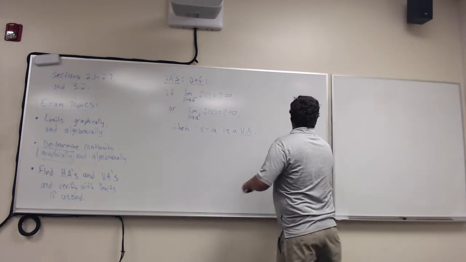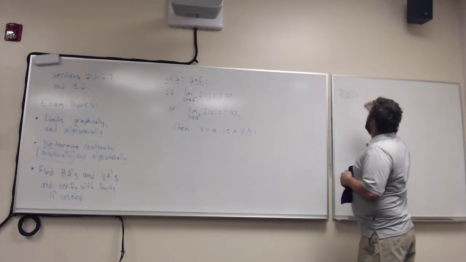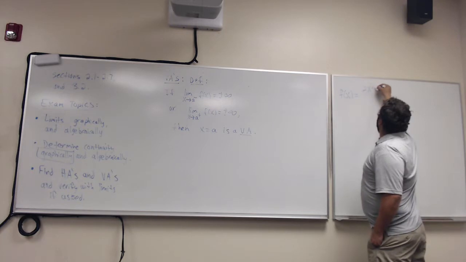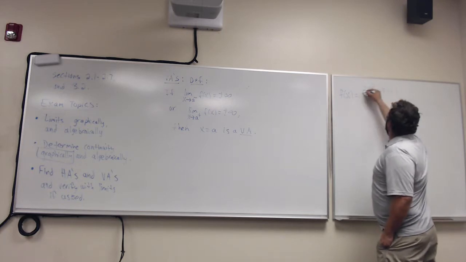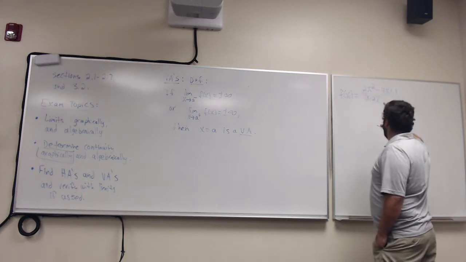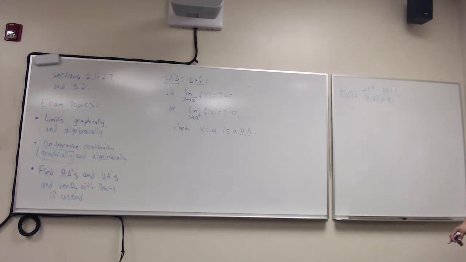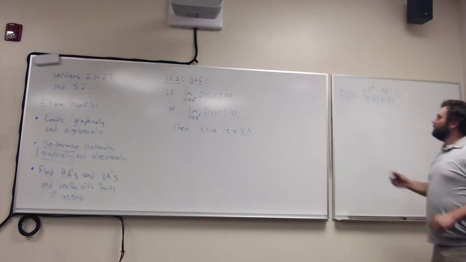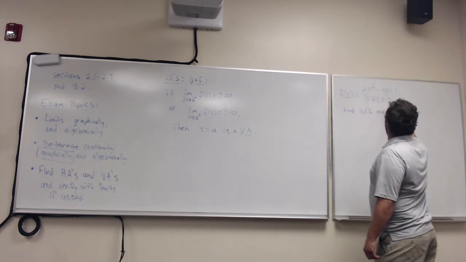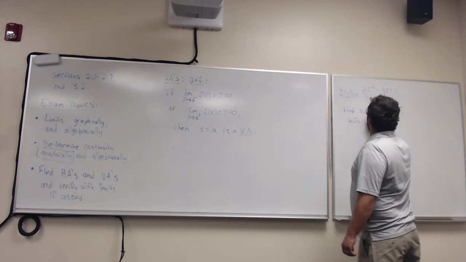So for instance, let me come up with something. Now, you might actually have to do this factoring on your own. What if I have (2x squared minus 4x plus 1) over (x minus 2) times (x minus 3)? And I say find vertical asymptotes and verify with limits.